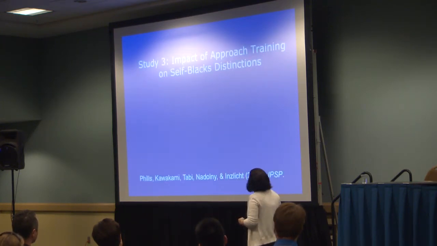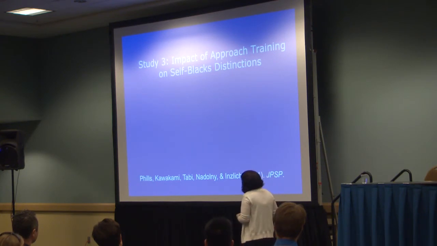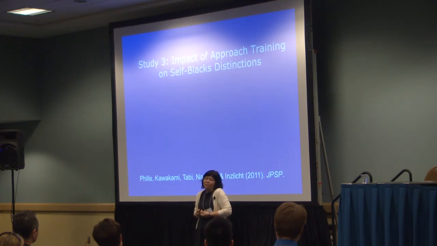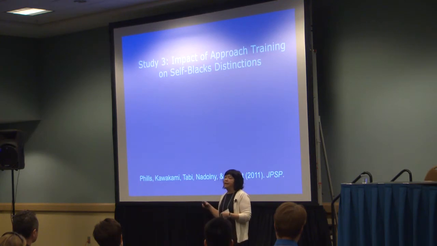In study three, we wanted to look at the impact of approach training on self-black distinctions. And typically when you think of approach training, it's pulling something towards the self, and avoidance training is pushing something away from the self. So we thought approach training could actually decrease the psychological distance between yourself and blacks. So we looked at that in terms of an ERP component, the P300, to look at self-black distinctions.